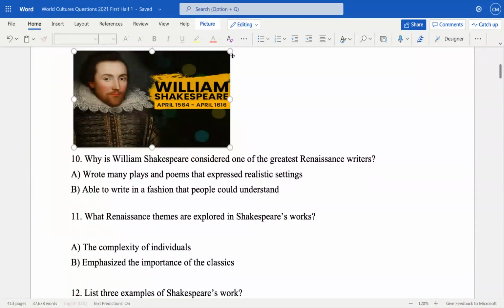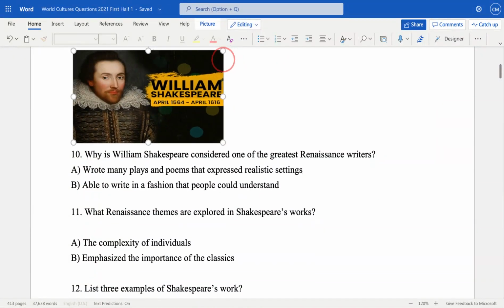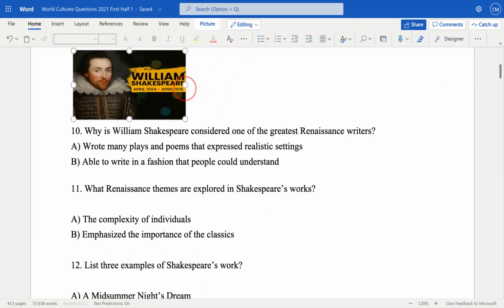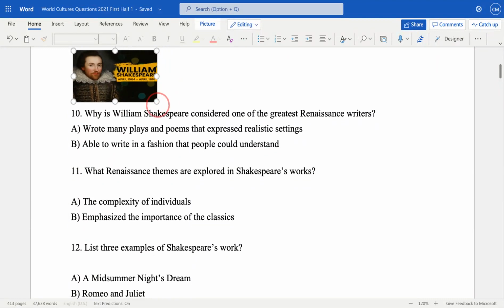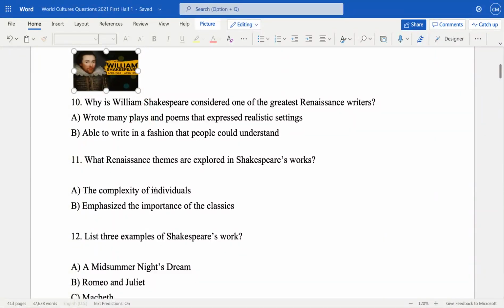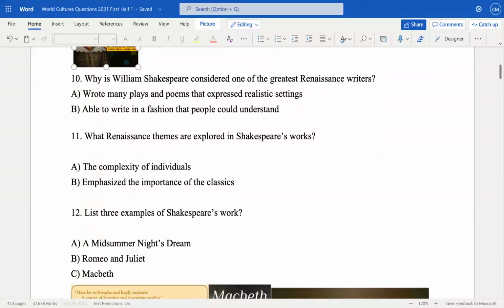And for number 12, you could put down your own list of examples that you like best. In fact, take a moment to put down your top 3 for Shakespeare. And these are opinions. You don't have to change it to any of the examples I put down myself. A Midsummer Night's Dream, Romeo and Juliet, Macbeth are amongst the ones that he's famous for.